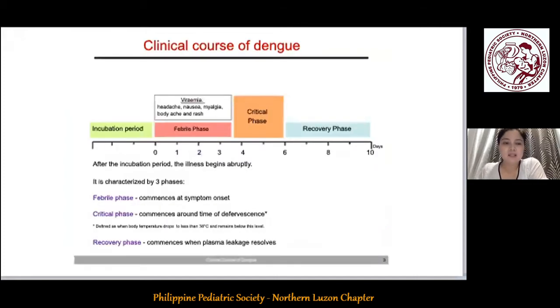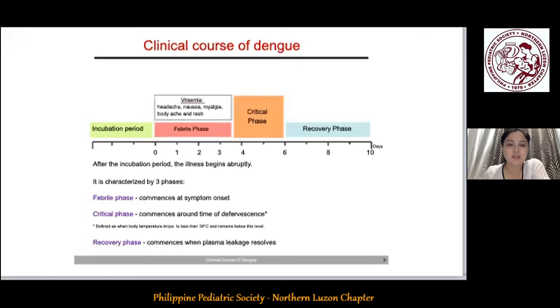So dengue begins after an incubation period of 5 to 7 days, and the course follows 3 phases: the febrile, the critical, and the recovery phase. The febrile phase usually lasts 2 to 7 days, characterized by high temperature, associated with myalgia, headache, retroorbital pain, aches, and rash. It is during this phase wherein a clinician can have difficulty in differentiating dengue from other febrile illnesses. After the febrile phase, you have the critical phase.